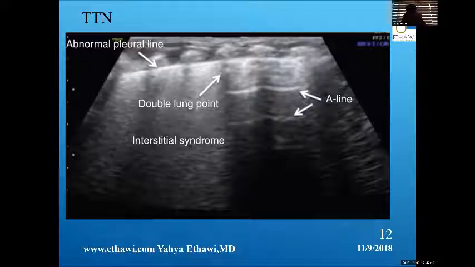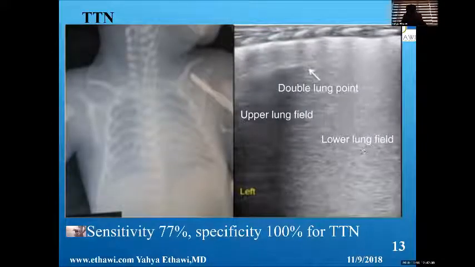So interstitial syndrome, or presence of fluid in an area where the B lines do not reach to the end of the picture with the presence of some A lines, that's what we call the double lung point, and that's pathognomonic of TTN. Another lung point, interstitial syndrome with some A lines and the B lines do not reach to the end of the picture. The sensitivity of this double lung point is about 77%, but it is very specific.